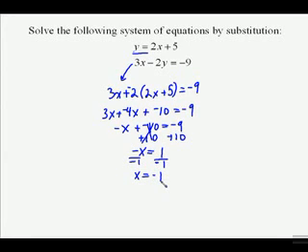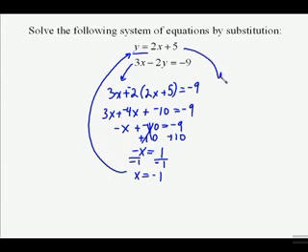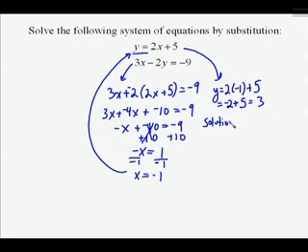Now, we go ahead and go back up into one of the two original equations. It would be easiest just to do it in the first one and plug in negative 1 for x. And so we're going to have y equals 2 times negative 1 plus 5. Now 2 times negative 1 is a negative 2, so we end up with y equals a negative 2 plus 5, which equals 3. So our y value then would be positive 3. So our answer is x equals negative 1, and y equals 3.